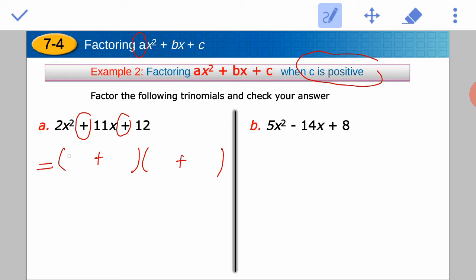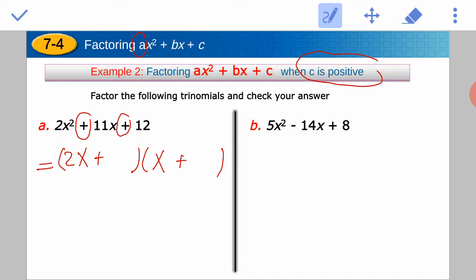How do we factor 2x squared? It's 2x times x. There is only one way to factor 2x squared, but more than one way to factor 12: 1 times 12, 2 times 6, 3 times 4. Which one fits my problem? You need to try. So you need to try one of them.